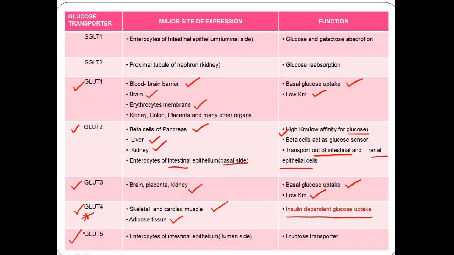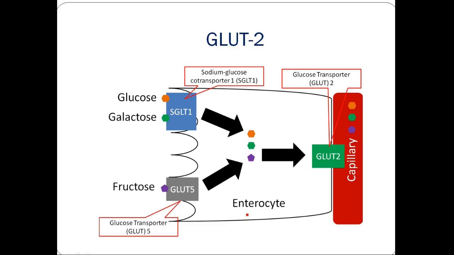Next is GLUT5. GLUT5 is present in the intestine towards the lumen side and it is involved in fructose transport. So as you can see, this is the enterocyte, that is intestinal epithelial cells, and this is the lumen side of the intestine, and this GLUT5 is present towards the lumen side of the intestine. It is involved in fructose transport, and this GLUT2 will then transport glucose, galactose as well as fructose towards the capillary. So that's it for the video.